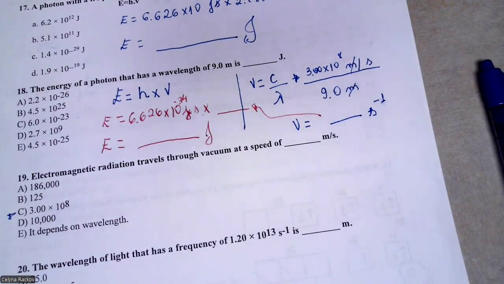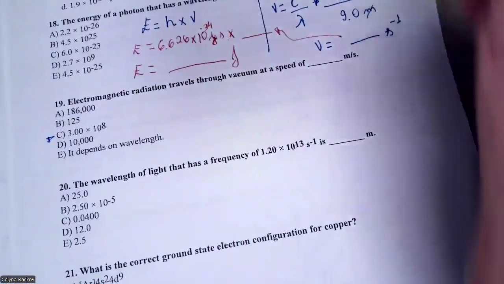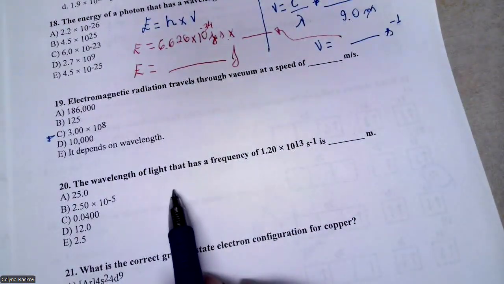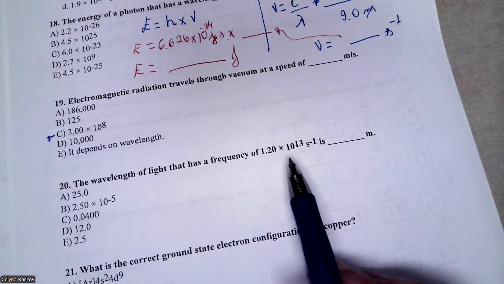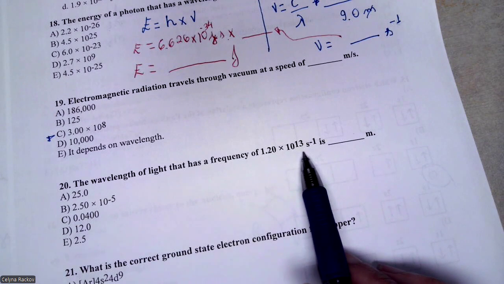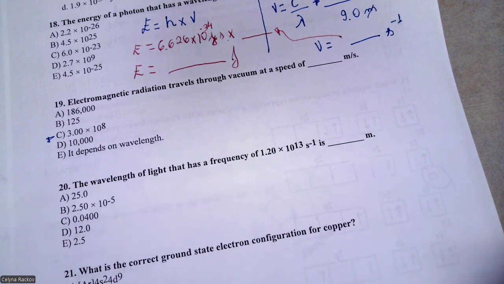Okay, so now let's continue here. Exam to review. Question 20 here. The wavelength of light has a frequency of 1.20 times 10 to the 13th per second, right? So the question is, what's the wavelength in meters?